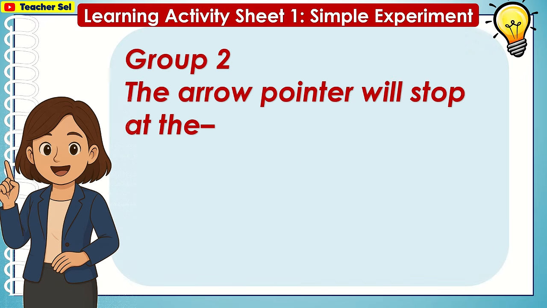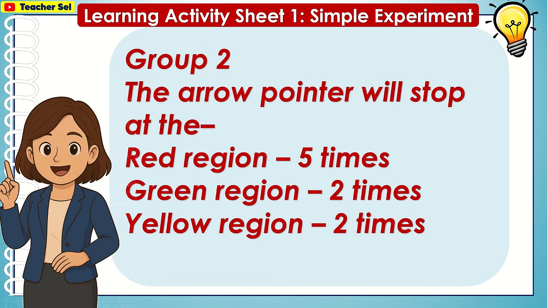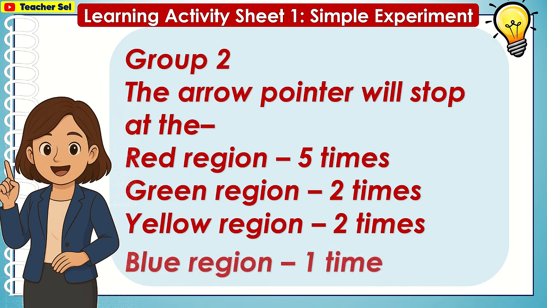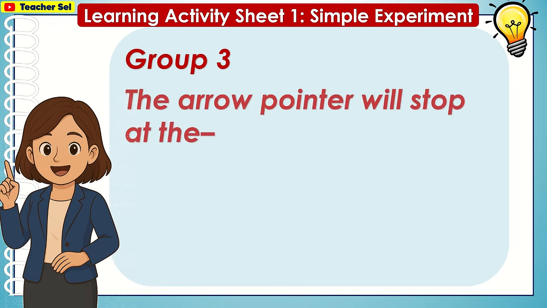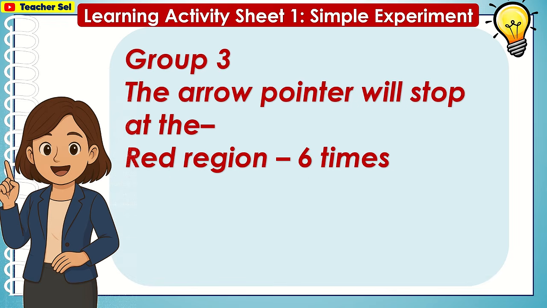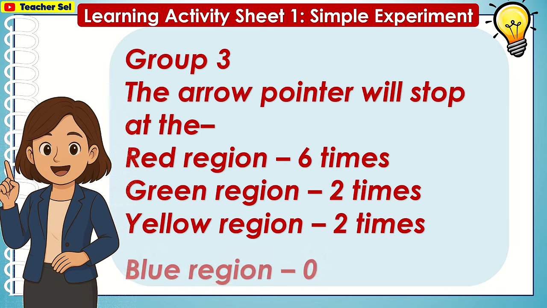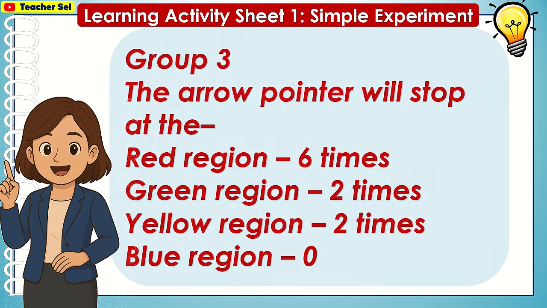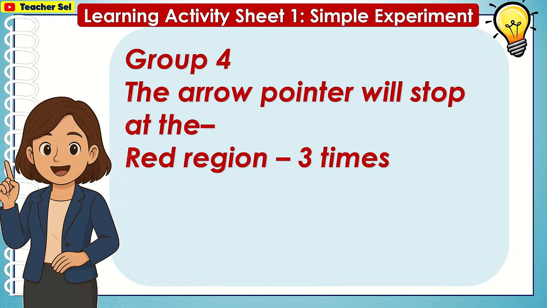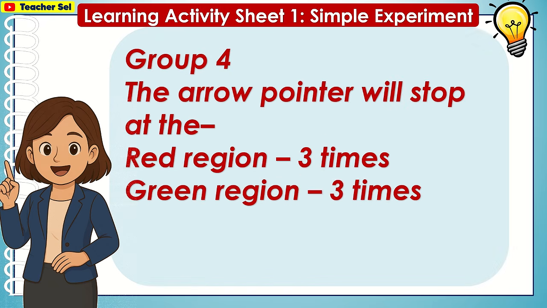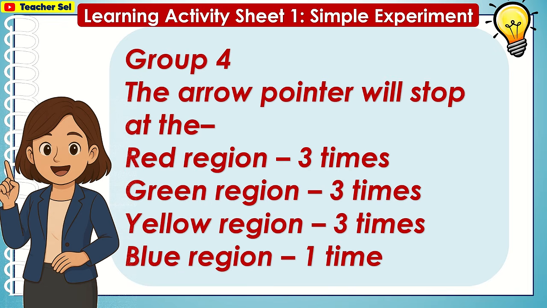Group 2, the arrow pointer will stop at the red region 5 times, green region 2 times, yellow region 2 times, blue region 1 time. Group 3, the arrow pointer will stop at the red region 6 times, green region 2 times, yellow region 2 times, blue region 0. Group 4, the arrow pointer will stop at the red region 3 times, green region 3 times, yellow region 3 times, blue region 1 time.